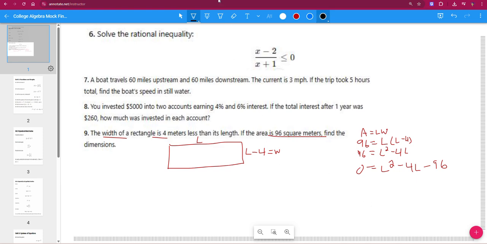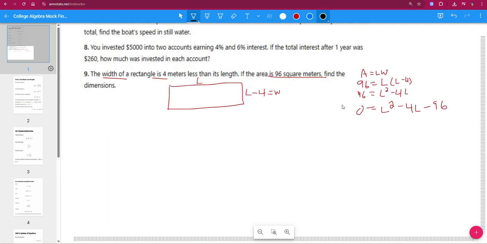And here, this factors out to L minus 12 and L plus 8, because it adds to negative 4, multiplies to negative 96. I did have to pause the video to check that one for a second because I was struggling to break that apart too. But this gives me L equals 12 and L equals negative 8.